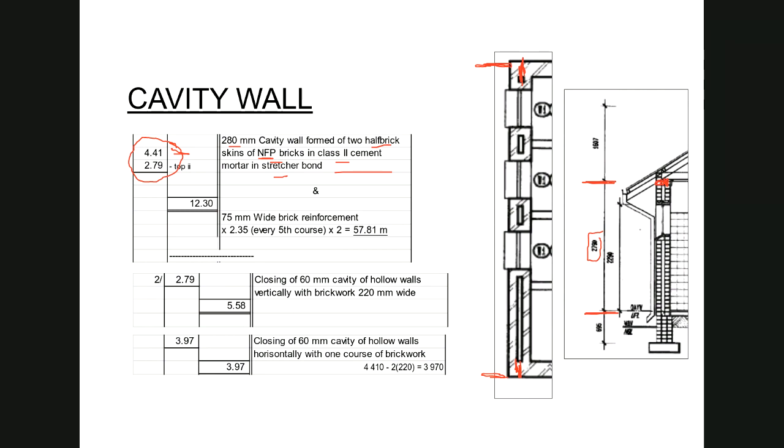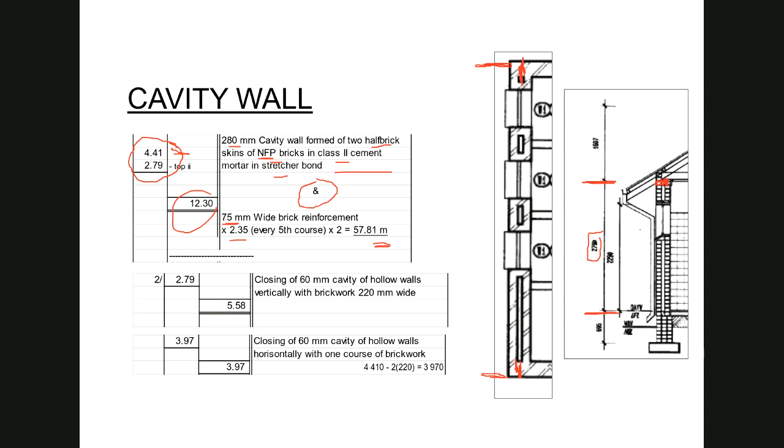it is going to use the same area, so we can combine it with an and. We are using the 75 millimeter wide because our skins are half brick. We use the squaring total, apply our factor, and we get to the length of our brick reinforcement. Okay, so now we can deal with the closing of the cavities.